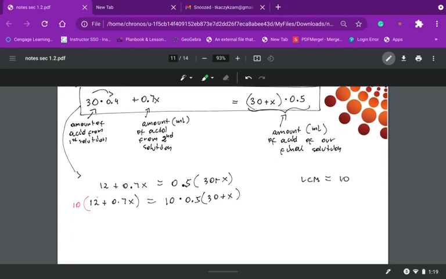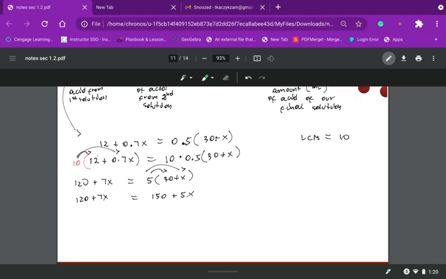Okay, distribute. So we have 120 plus 7x equals 5 times 30 plus x. Distribute 5. So we're getting 5 times 30, 150 plus 5x here, and 120 plus 7x. And we're just going to solve for x.